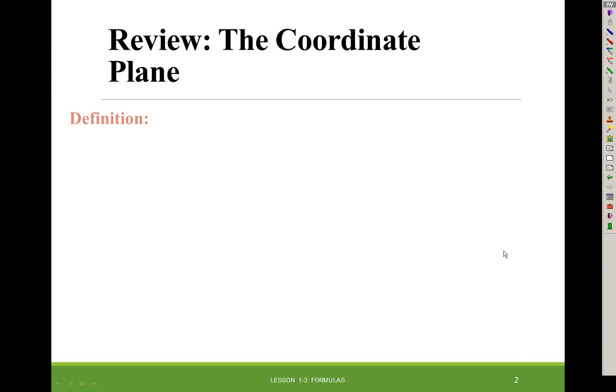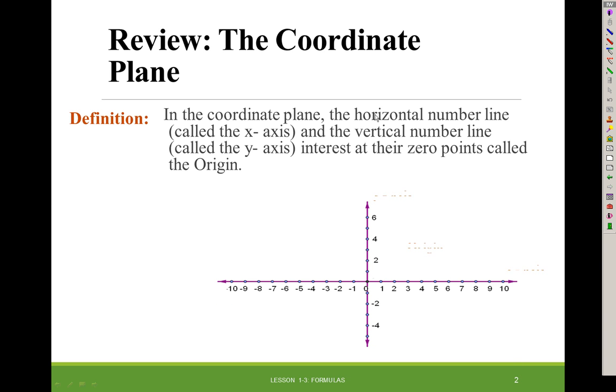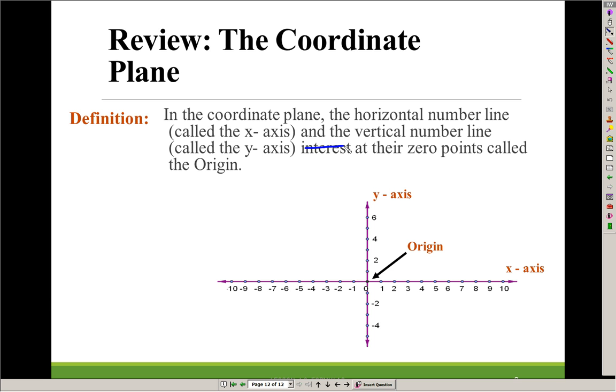So reviewing the coordinate plane. In the coordinate plane, the horizontal number line is called the x-axis, and the vertical number line is called the y-axis. They intersect, and their 0 points are called the origin. X goes left and right, y goes up and down. X is positive to the right, negative to the left. Y is positive up and negative down.